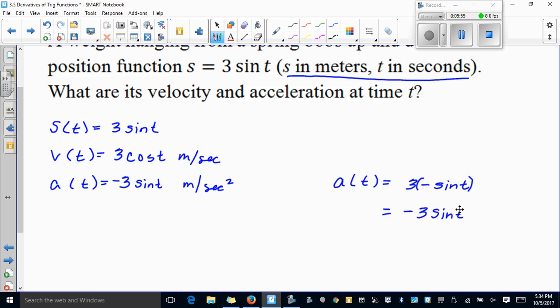But there it is. What is the velocity function? The velocity function is 3 cosine of t meters per second. And the acceleration function is -3 sine of t meters per second squared. And yes, as you do more and more derivatives, they just go back and forth between sine and cosine.